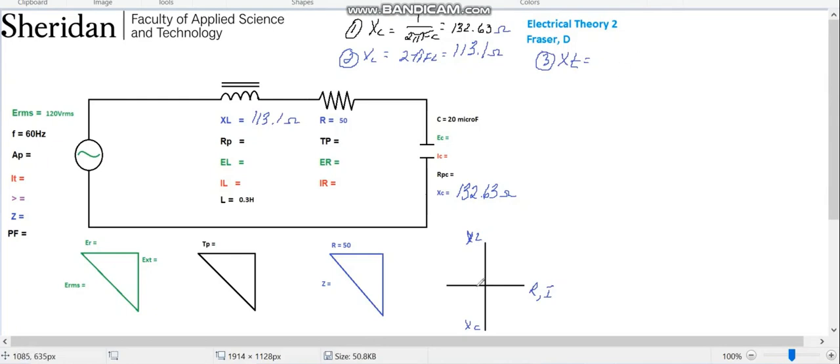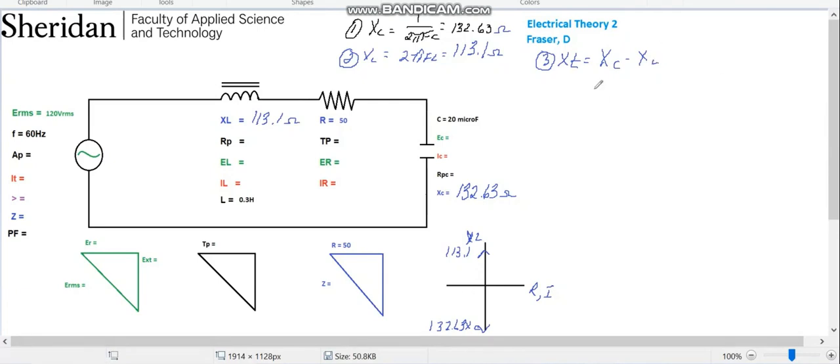To find our total reactance, my inductive reactance is 113.1, so I can put an arrow like that, and I can put my capacitive reactance down here, which is 132.63, with an arrow down. These vectors are opposing each other, so we just subtract the two. My total reactance equals my capacitive reactance minus my inductive reactance, as they're 180 degrees out of phase with each other.